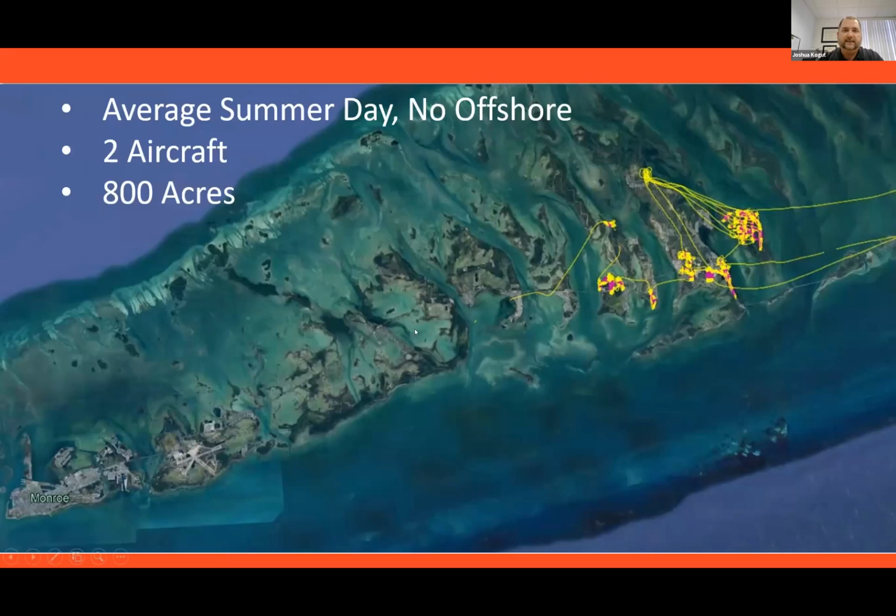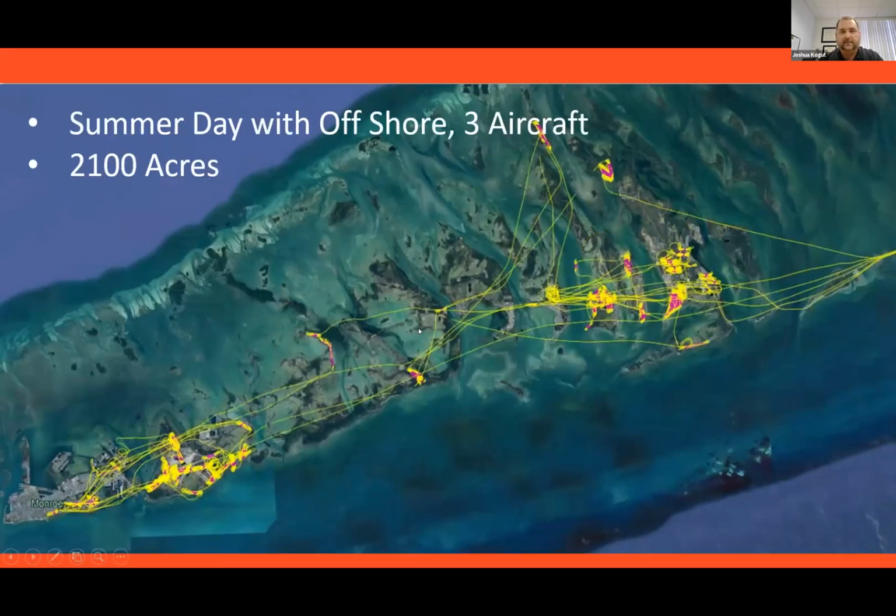When we do get tides in conjunction with our standard rainfall in the summer, days like this can easily go up to 2,100 acres, requiring me to have 3 aircraft operating throughout the Keys. This is just the Lower Keys, and this is a typical day. You can see the flight paths of all the aircraft and the areas that we've treated through our tracking systems.